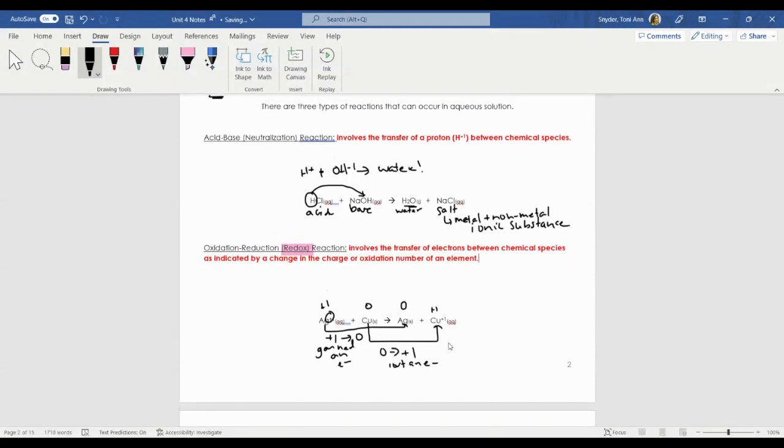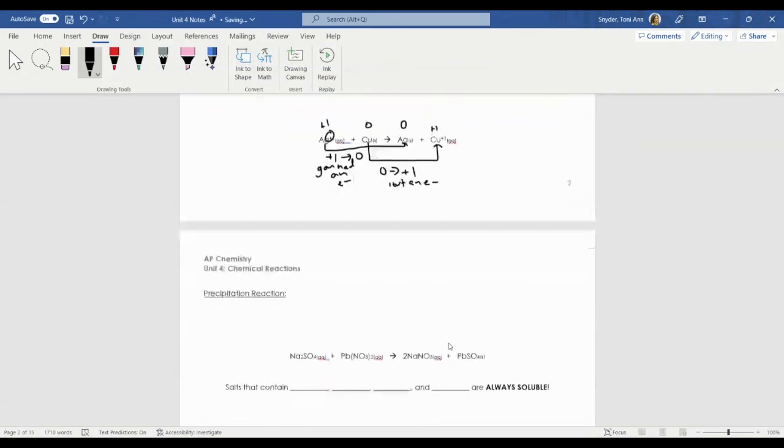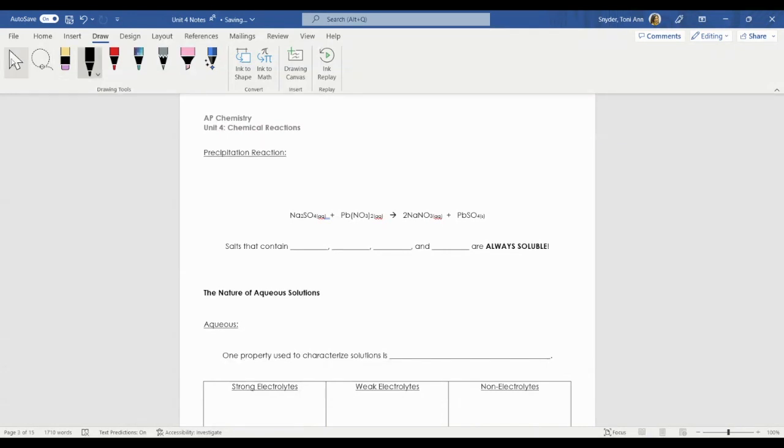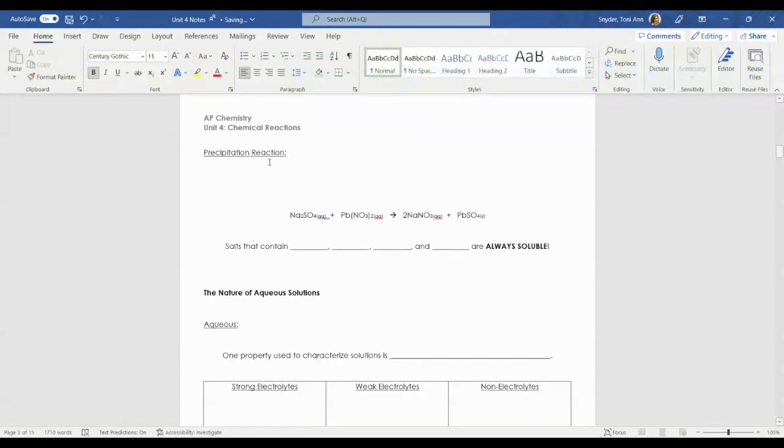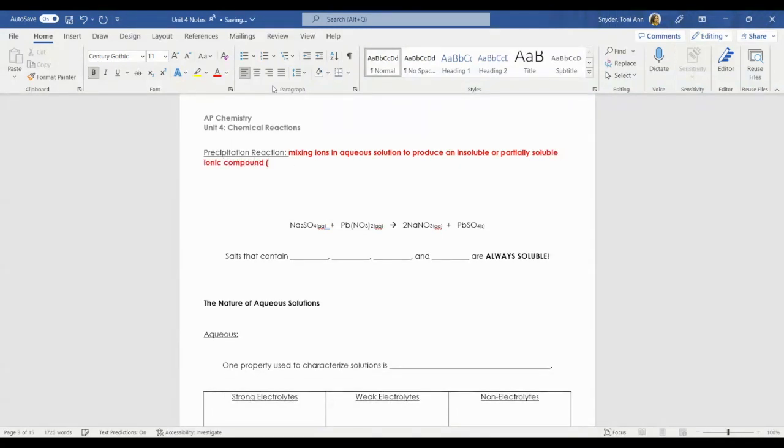So in solution, we can have neutralization reactions, oxidation-reduction or redox reactions, and we could also have precipitation reactions. A precipitation reaction is when you form a precipitate, where a precipitate is a solid material. So when we mix ions in aqueous solution to produce an insoluble or partially soluble ionic compound, that is what we know as a precipitate.